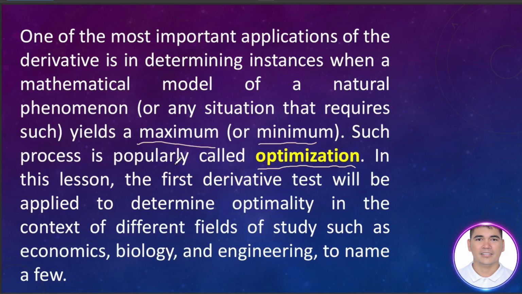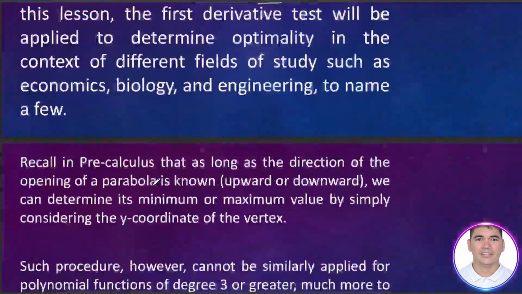It is divided into, I think, 3 to 4 lessons. So that process is called optimization. And in this lesson, the first derivative test will be applied to determine optimality in the context of different fields of study such as economics, biology, and engineering, to name a few. This is a matter of application, when we talk about the first derivative test.